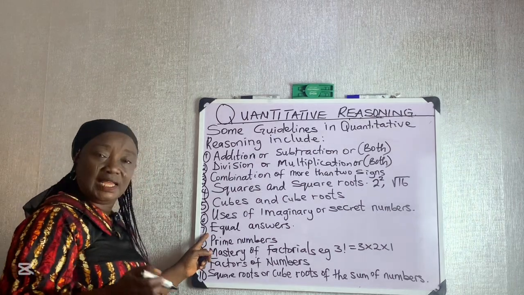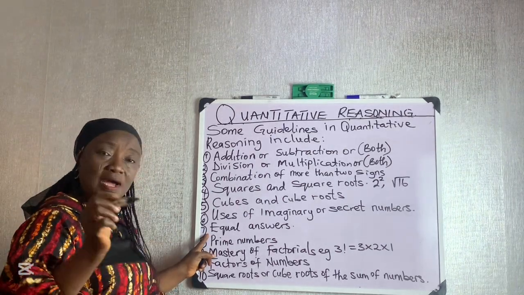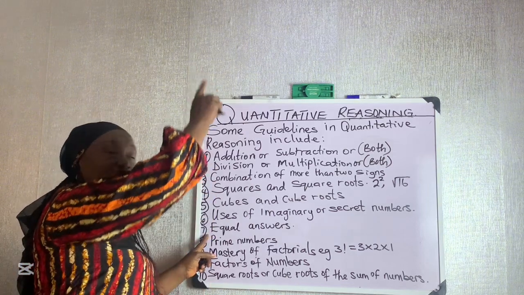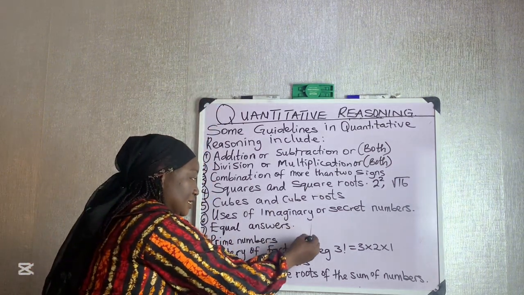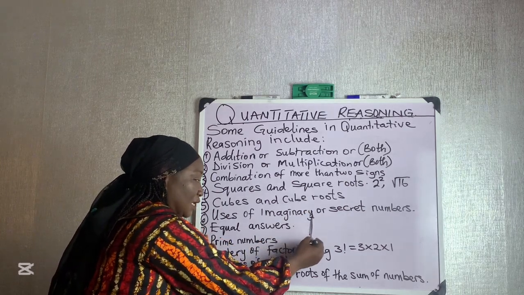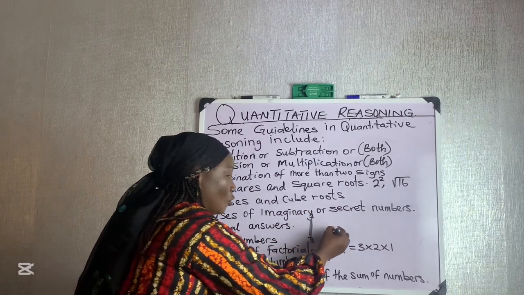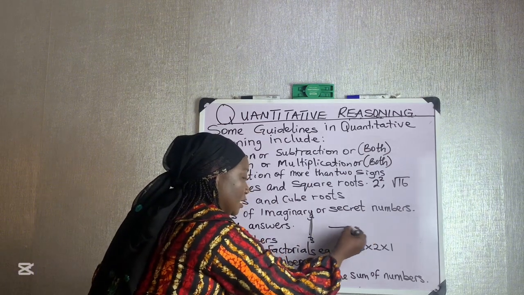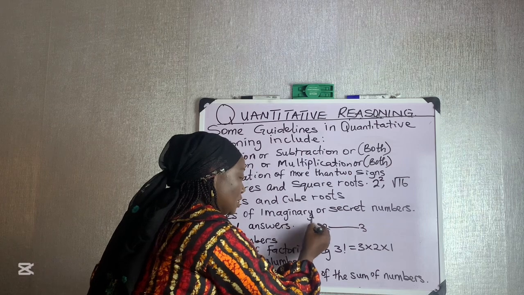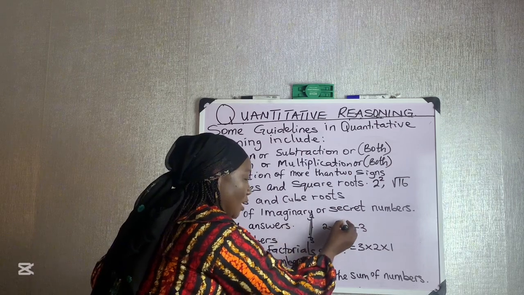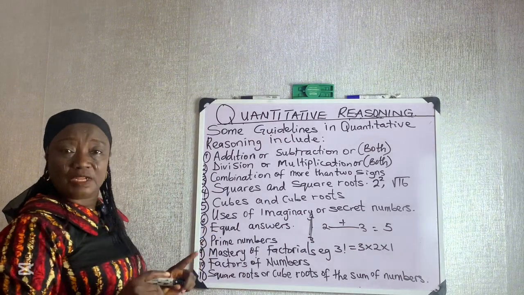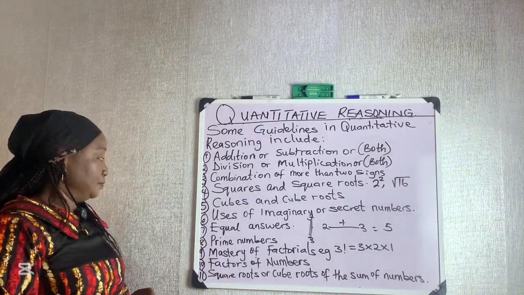Another thing you need to learn is equal answers. That is, if you add vertically, maybe 2 plus 3 equals 5. When you compare with this horizontally, it can also be 2 and 3. When you add this plus itself, it gives 5, and when you add both of them here, it also becomes 5. So you can see both of them give equal answers.